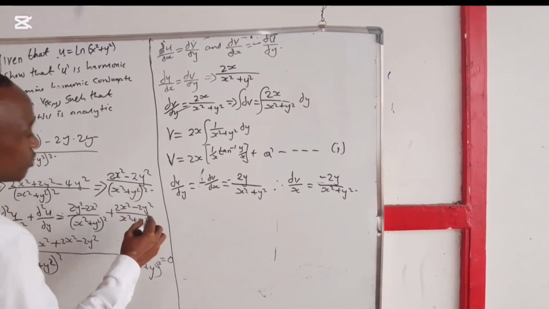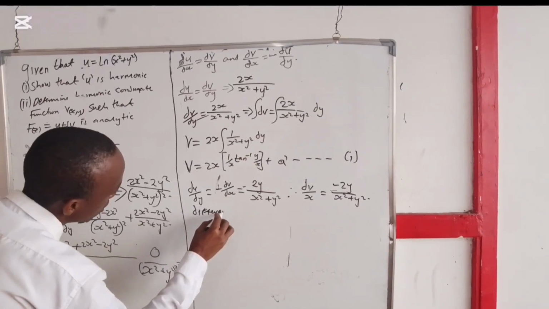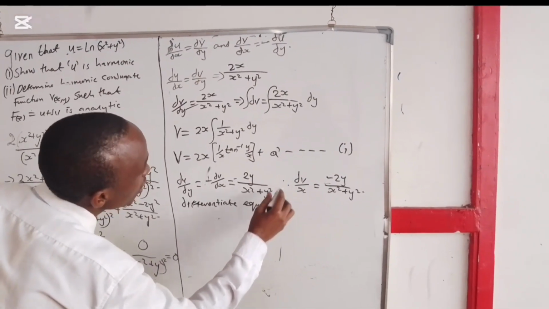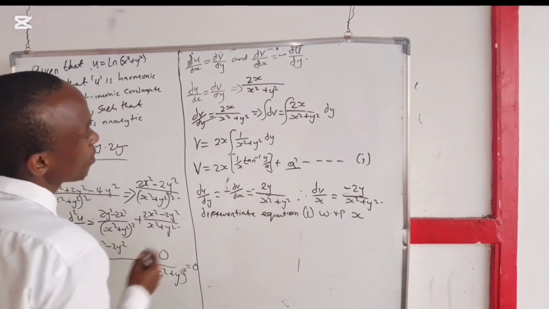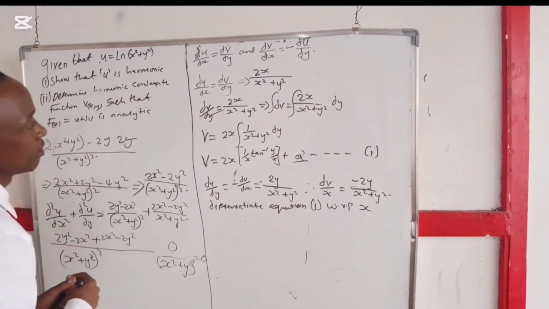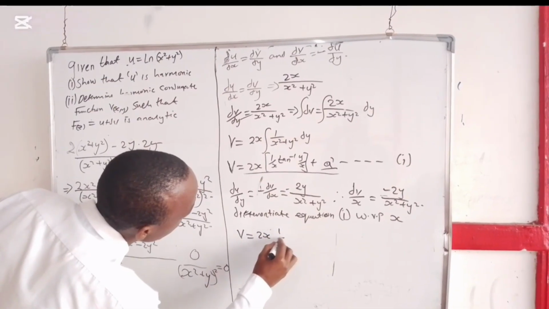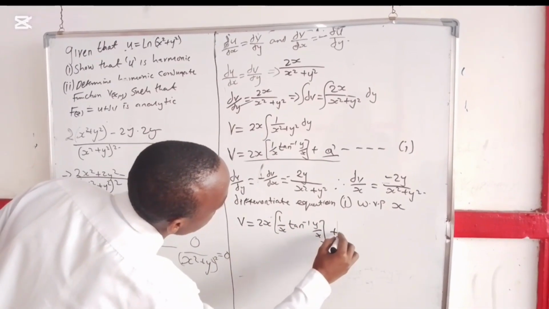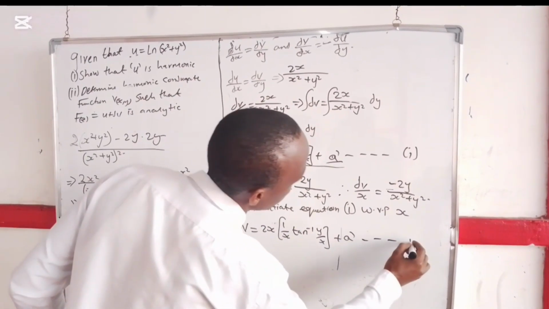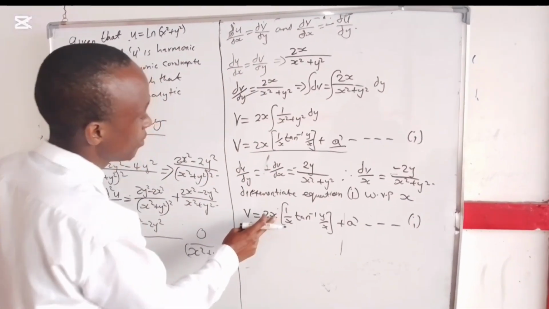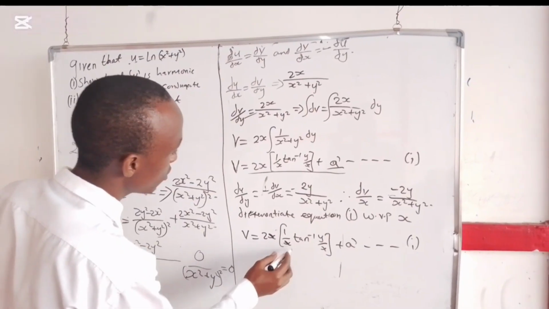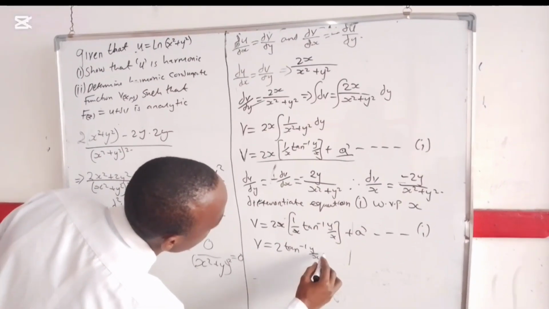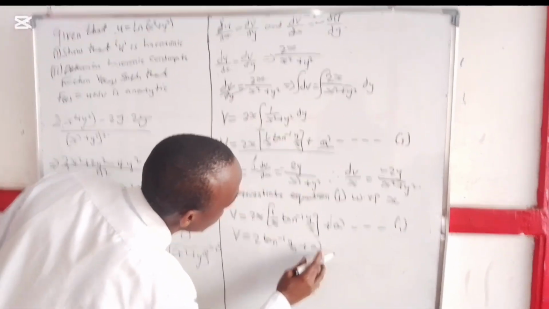Now we have to differentiate equation 1 and compare the two, so that we get the constant. v is equal to 2x into 1 over x tan inverse y over x plus a constant, that function. Now we have x and x, so this x will cancel with this, so we have v is equal to 2 tan inverse of y over x plus a constant, a function. That is our equation.